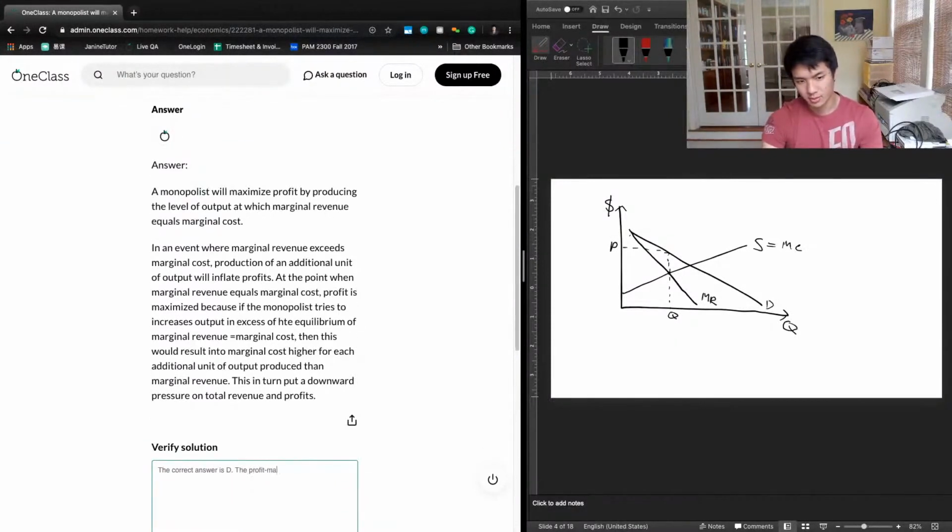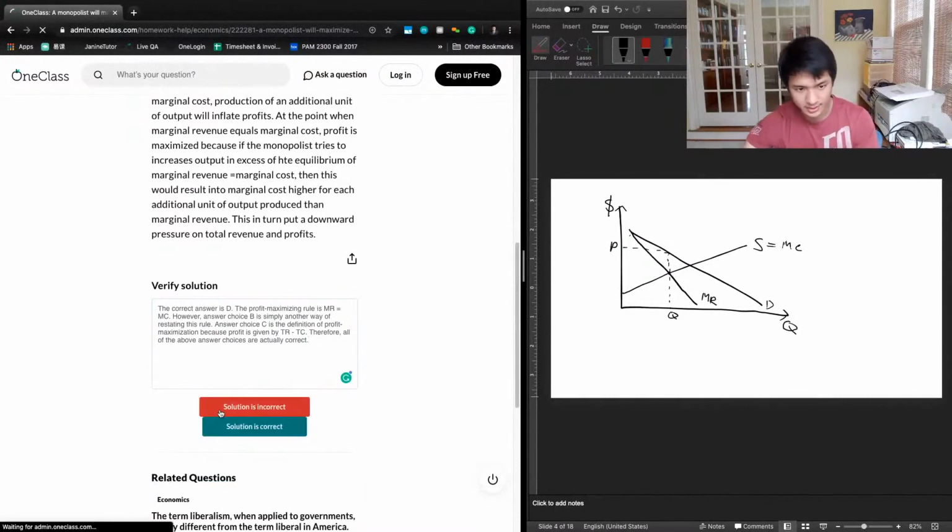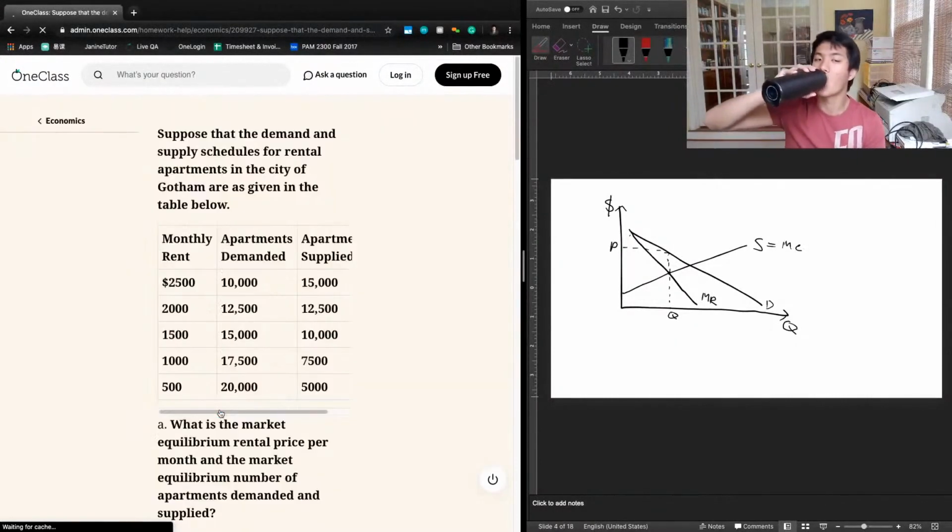The profit maximizing rule is marginal revenue equals marginal cost. However, answer choice B is simply another way of restating this rule, and answer choice C is the definition of profit maximization because profit is given by total revenue minus total cost. Therefore, all of the above answer choices are actually correct. So I'm going to mark this as incorrect because they didn't get answer choice D as the right answer.